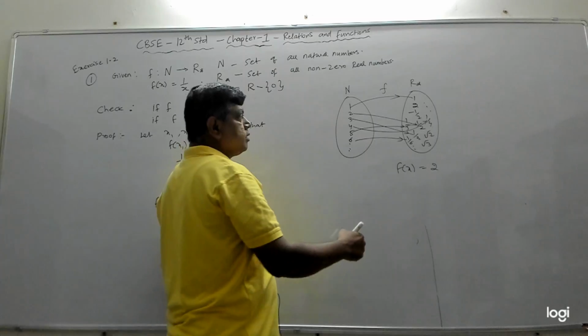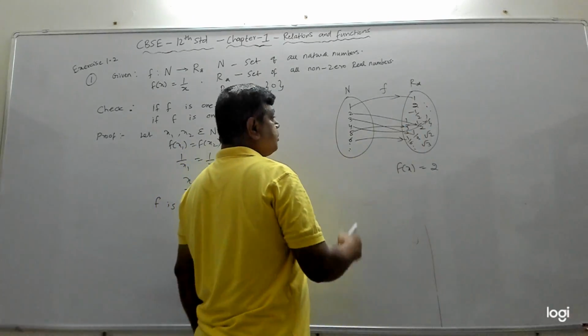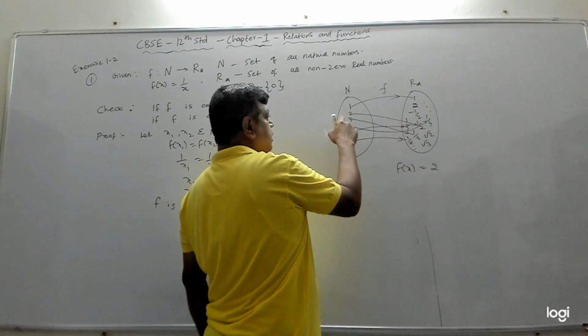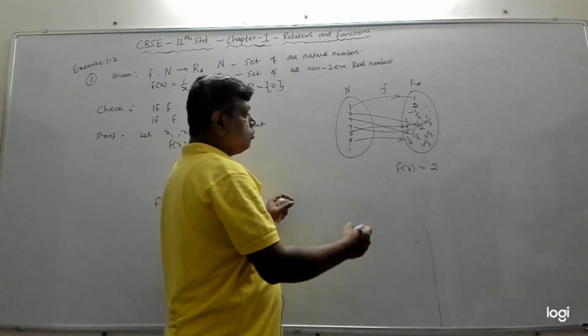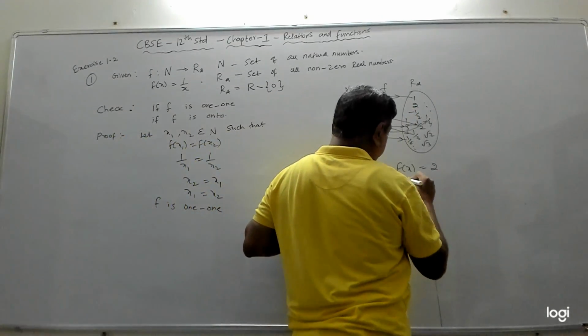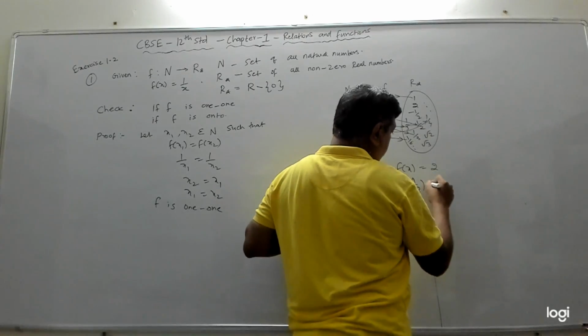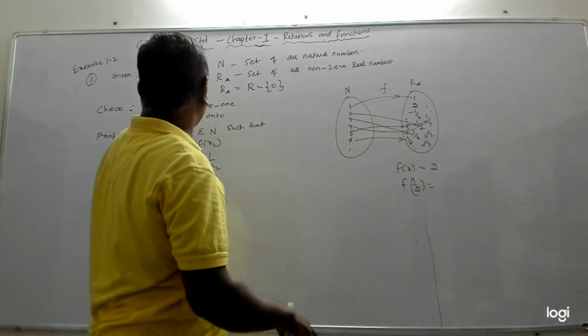F of x, can it become 2? Which means I should find some number here, so that f of that number should give me 2. Which number will go to 2? Only this. Suppose I find f of 1 by 2. What is f of 1 by 2? Just try to find f of 1 by 2 from this.